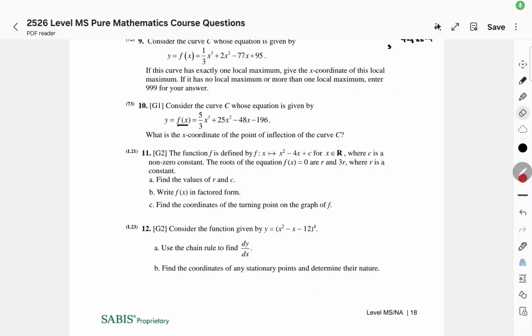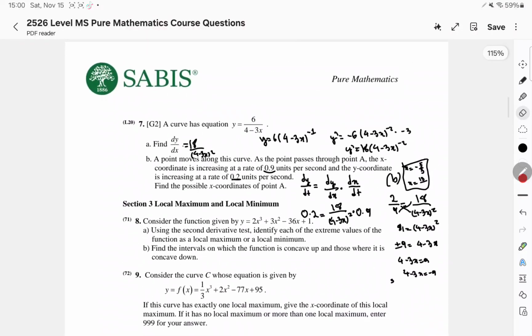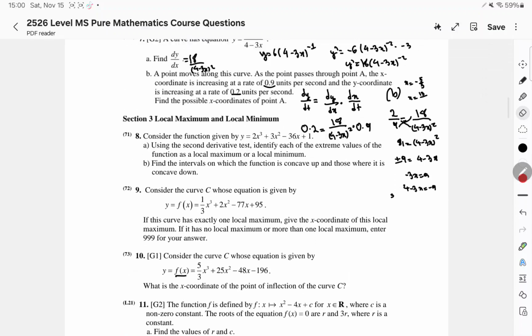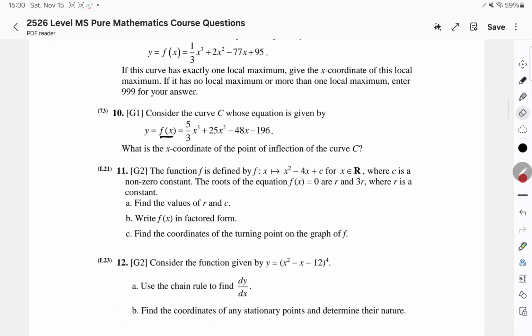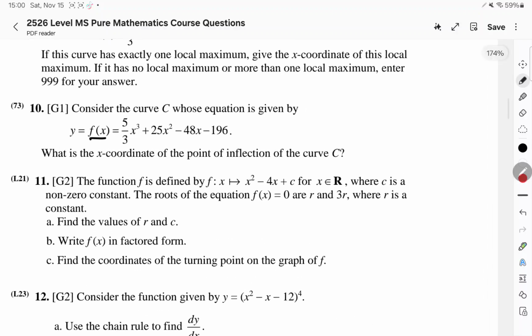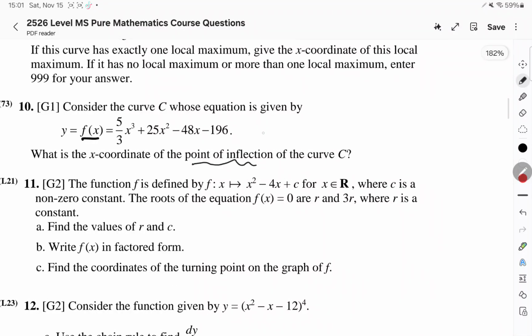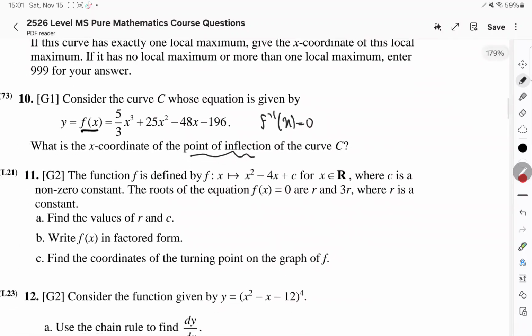Okay, so I'll quickly skim to 4.3 here. Now I'll be doing only the grids from question 10 to 12. Let's begin. Here I want to find the point of inflection. We have to say that f double prime x is equal to 0 to find the point of inflection.